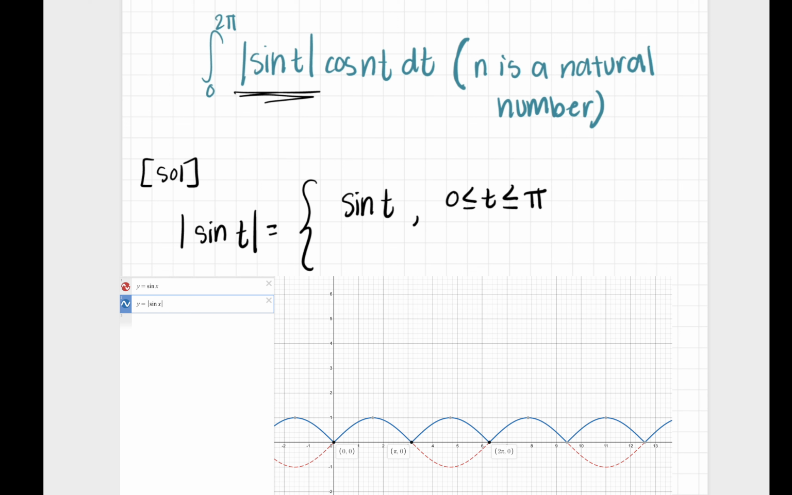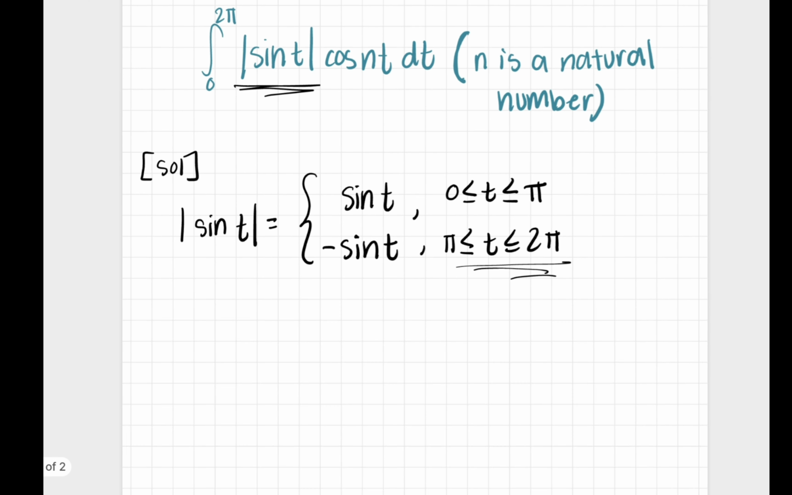Now, in between pi and 2 pi, this will be negative sine of t because it's going to be under the x-axis, but if we take the absolute value, it's going to go above the x-axis, which is why we add a minus. But that's only for this range right there. So now we have solved our absolute value.